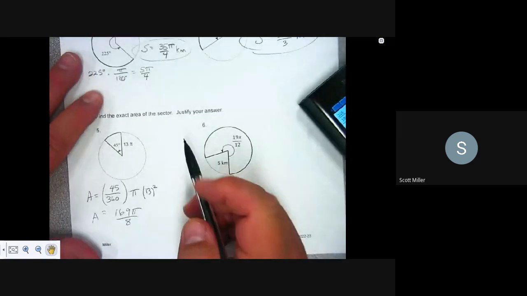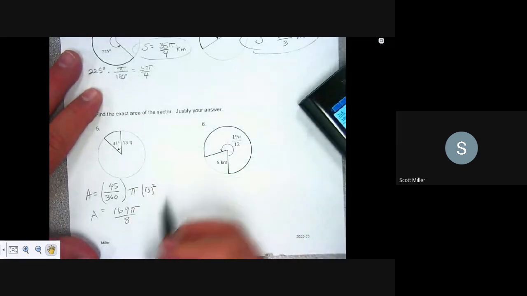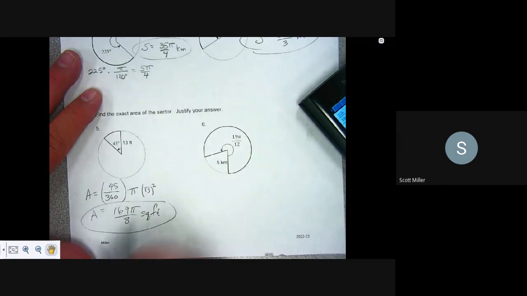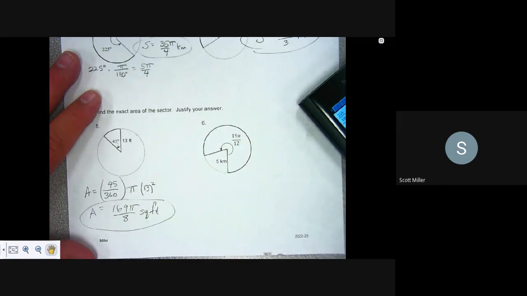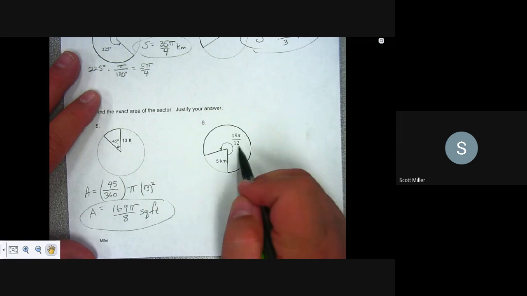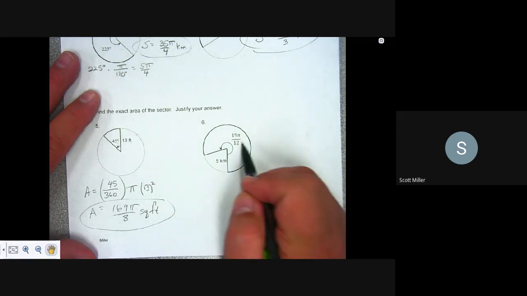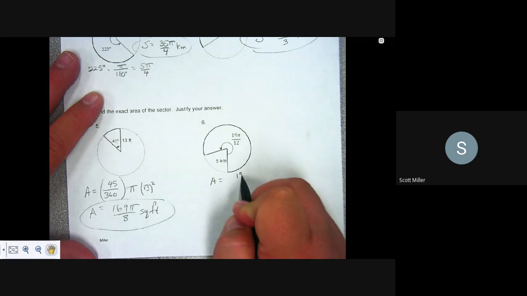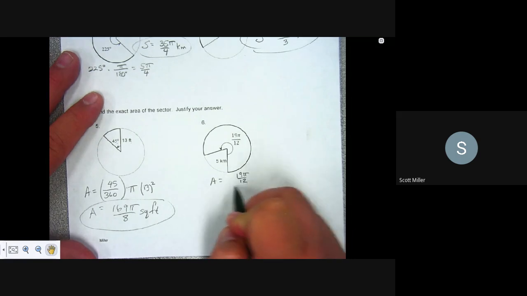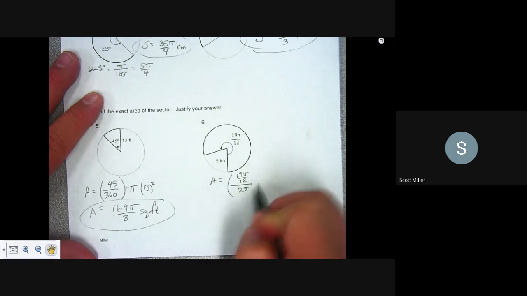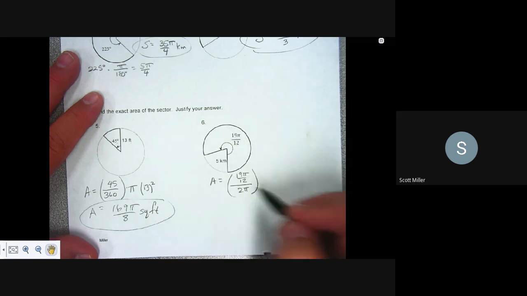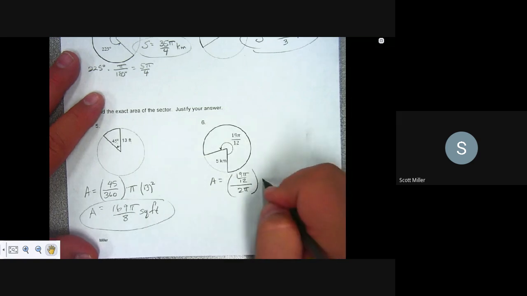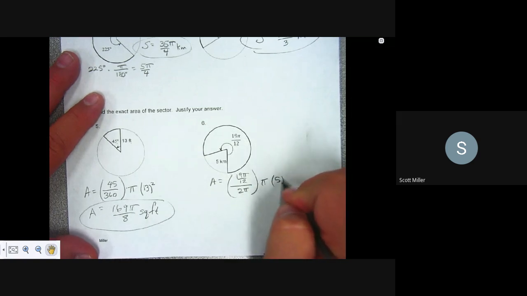Areas are in square units. I have feet, so this is going to be square feet. And there's that. Okay. This one is already a fraction. It's in radian form. Same process. This time I'm just going to use 19 pi over 12 divided by 2 pi, because that's the ratio of the total circle I have. And then here's pi, and then r squared.